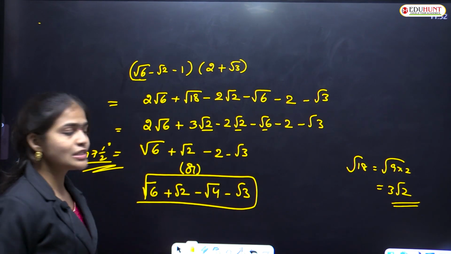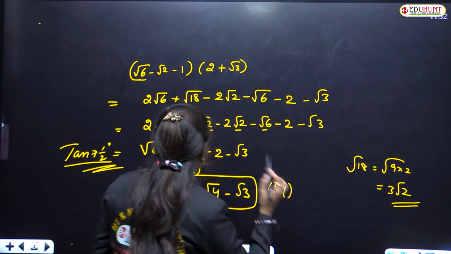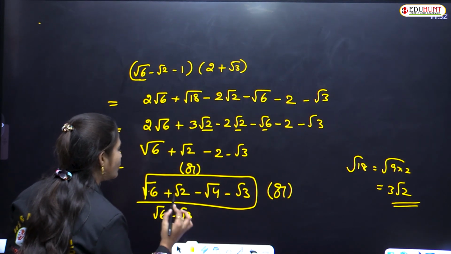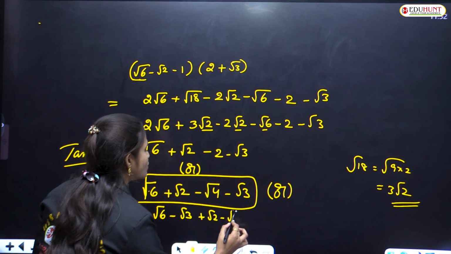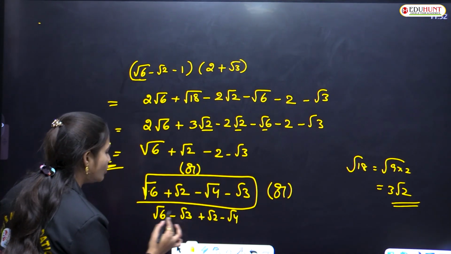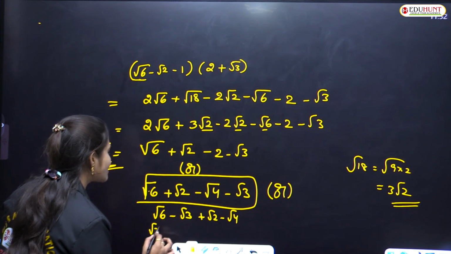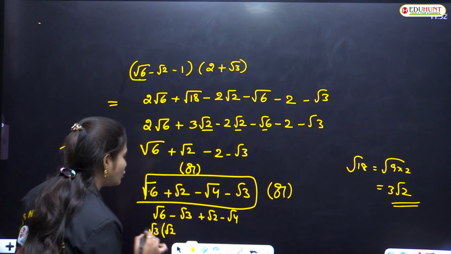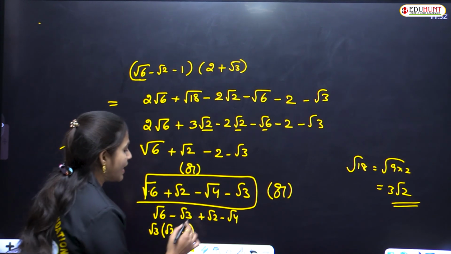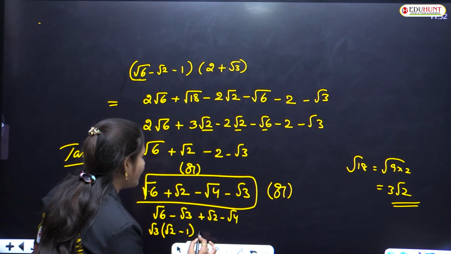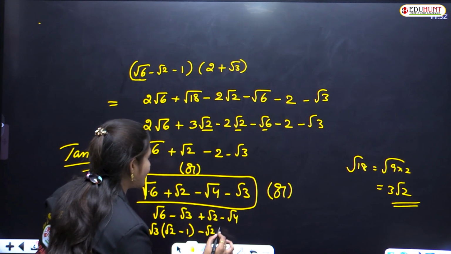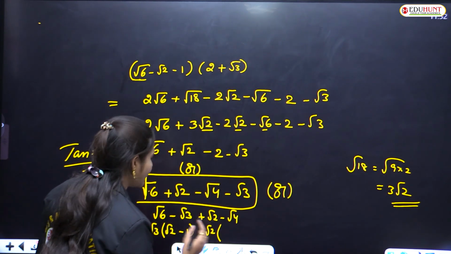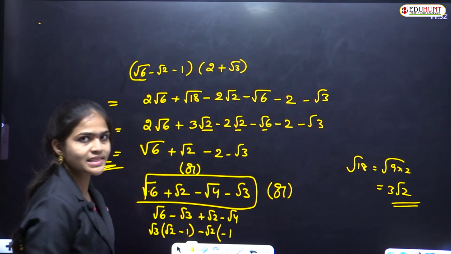So another form we can also write. Just see here, root 6 and here root 3 is there, no? Root 6 minus root 3 plus root 2 minus root 4. From the first two onwards, we can take root 3 as common. Shall we take root 3 as common? Yes. So we can write this as root 2 minus 1. In the same way, here also we can take minus root 2 as common. So here I have taken minus root 2 as common, so here still we are having minus 1.